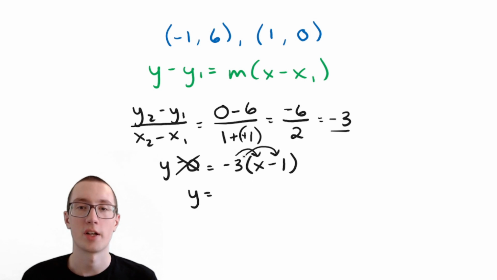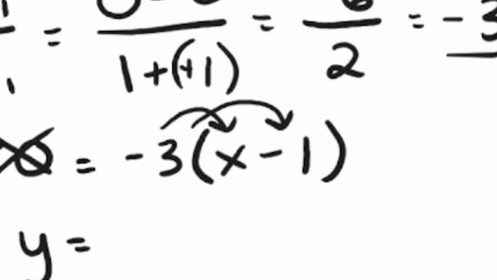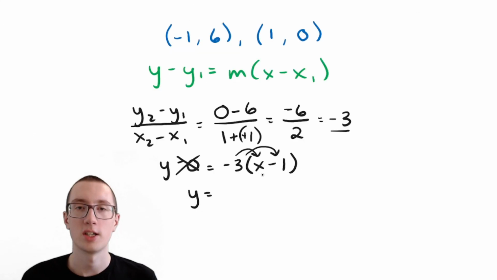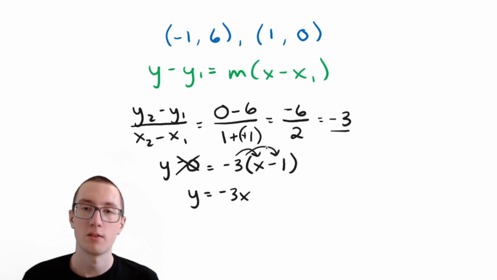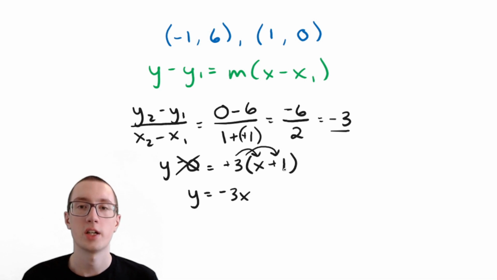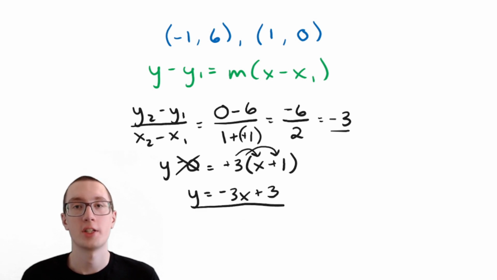Remember, we need to multiply this -3 to both parts of the parentheses. -3 times x is just -3x. And now we have -3 times -1. Remember, when you're multiplying or dividing, two negatives make a positive. So -3 and -1, you can just act like these are positive. 3 times 1 is 3. And that's actually our final equation. There aren't any more steps to do because y is already by itself. This is already in the form y equals mx plus b.